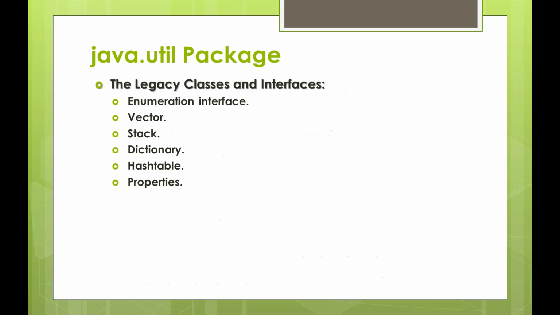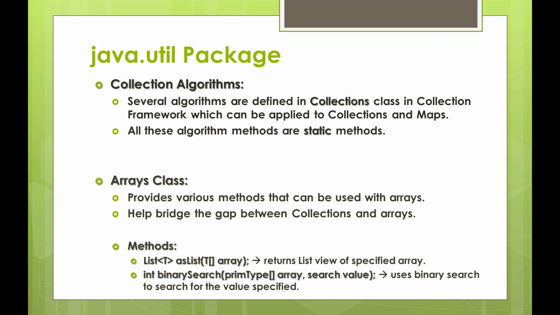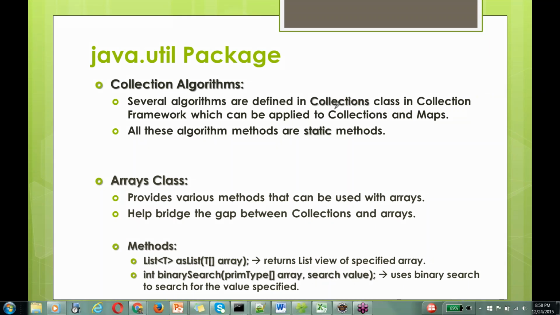So that is your maps. And then we have something called collection algorithms and arrays class. These two define a few static methods which you can call on any of the collection objects and map objects. Say, for example, this is collection algorithms. All the algorithms are defined. Let me open that particular class.